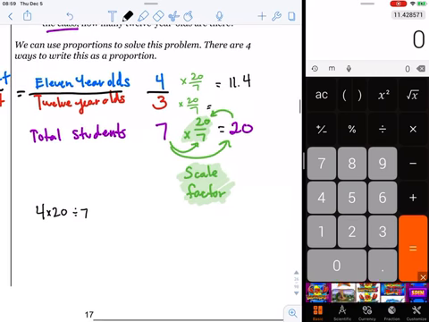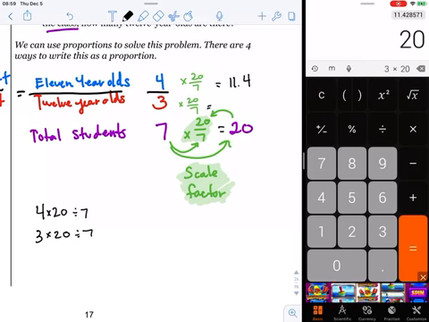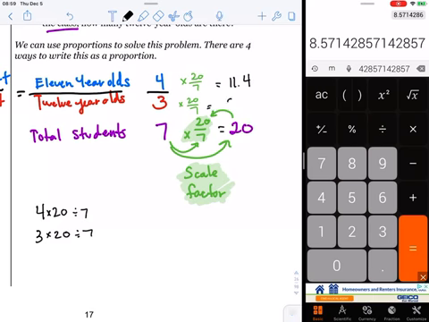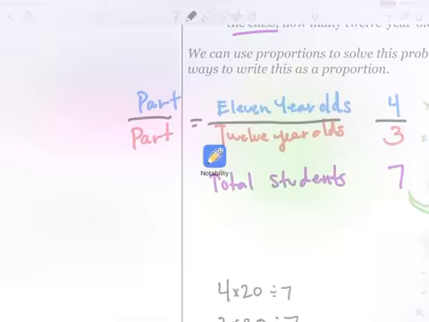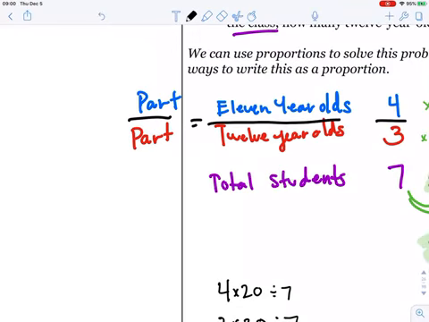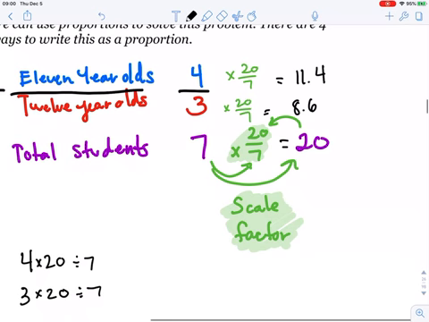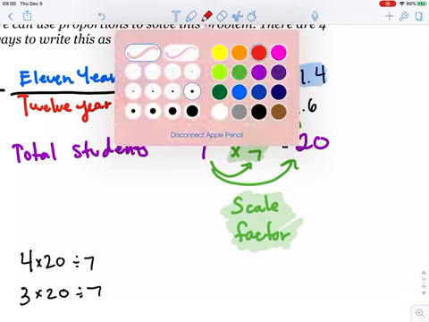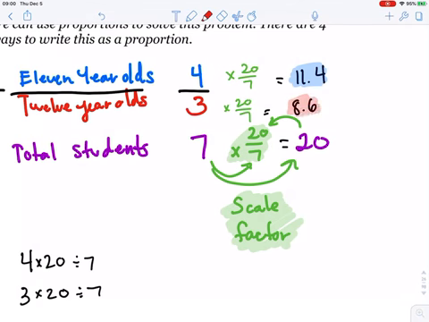And then for the 3, I'm going to do 3 times 20 divided by 7 into my calculator. 3 times 20 divided by 7, and we get 8.6. Okay? All right. So this is my number of students. Now I cannot have 0.4 of a student, and I cannot have 0.6 of a student. Those are just not full students. So we're going to round these to the nearest whole number.